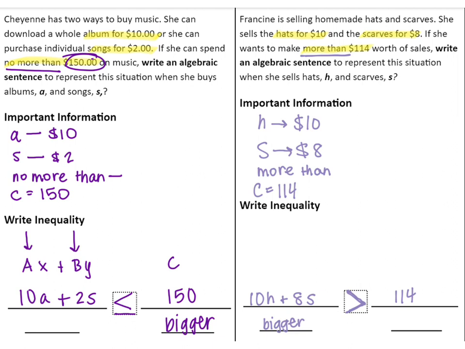$10 times the number of hats plus $8 times the number of scarves. She wants to make more than $114, right? It says that. So which number do we want to have bigger? Right? Because that's the amount of everything she makes. We want it to be more than $114. Okay, so you can kind of process that to kind of help yourself.